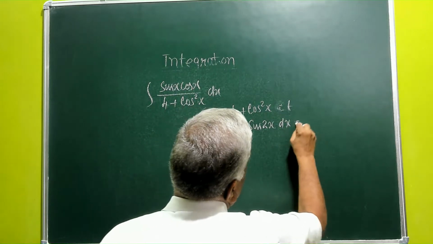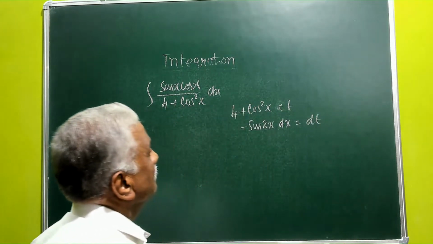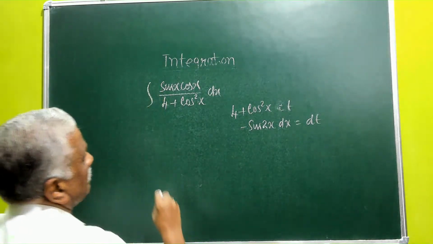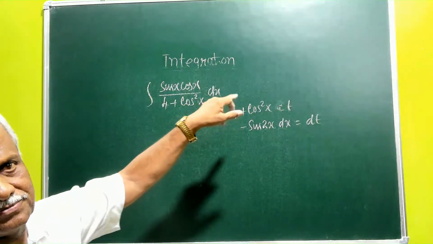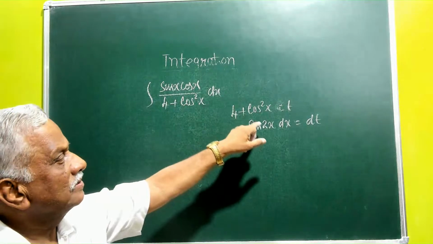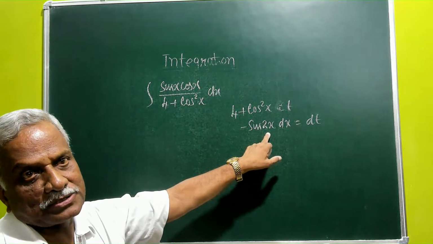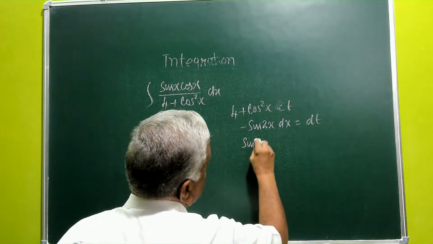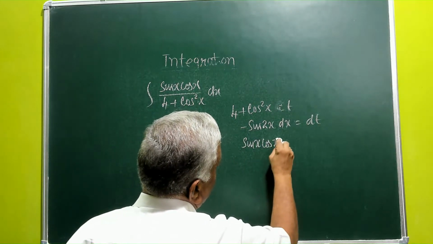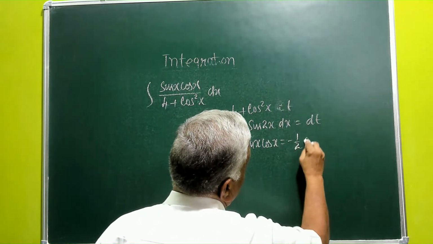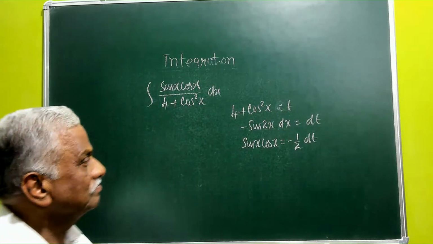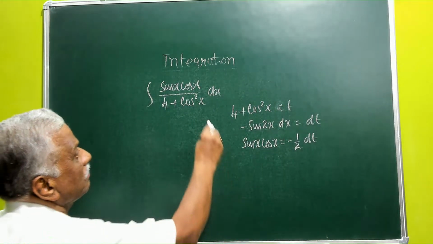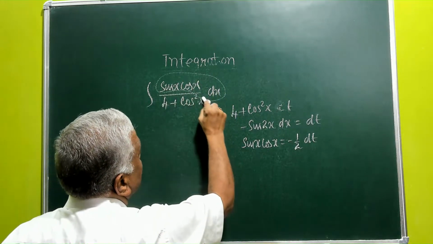This is minus sin 2x dx equal to dt. Now sin x cos x: we have sin 2x, and what is sin 2x? 2 sin x cos x. So sin x cos x dx is equal to minus half dt, because sin 2x is 2 sin x cos x, shift it there. So this is what you should realize.